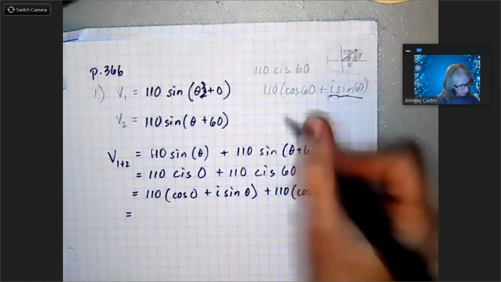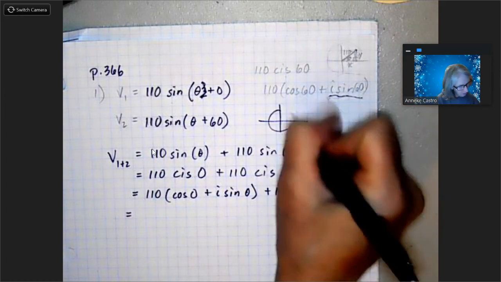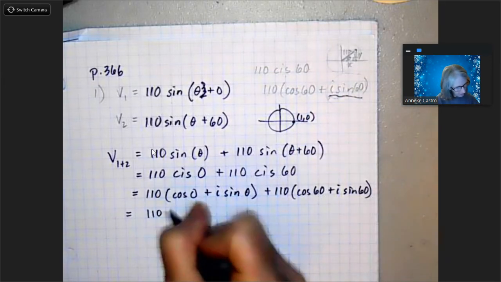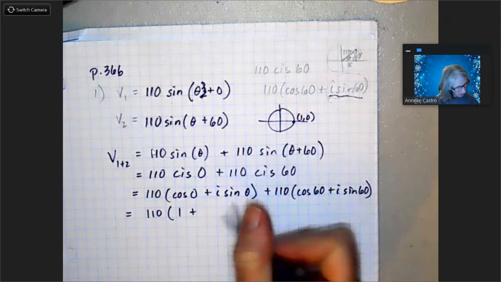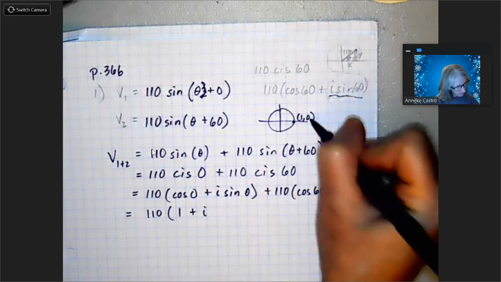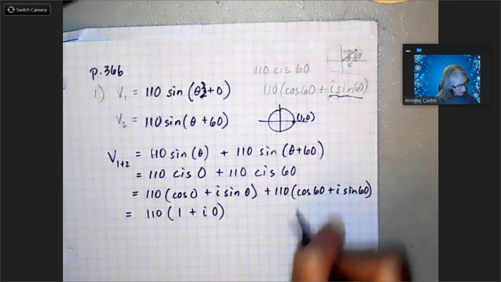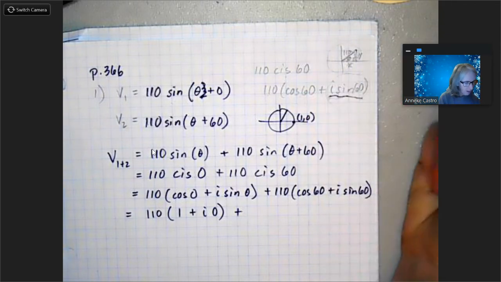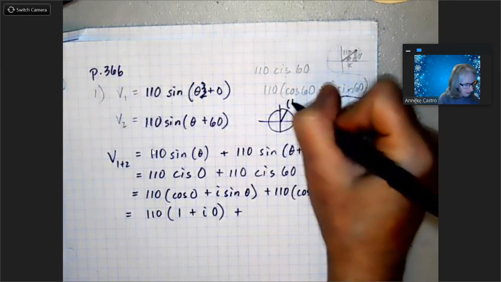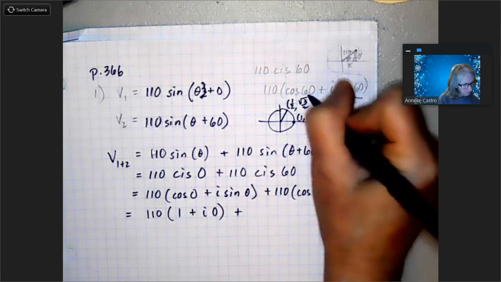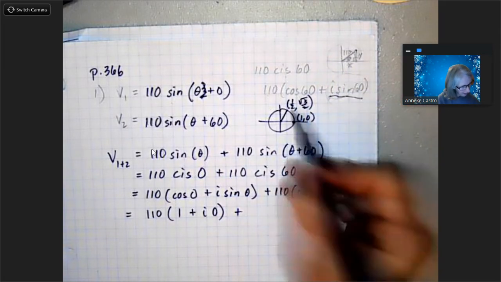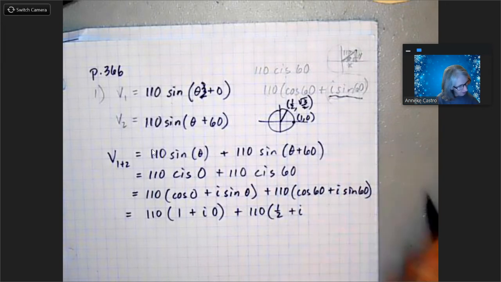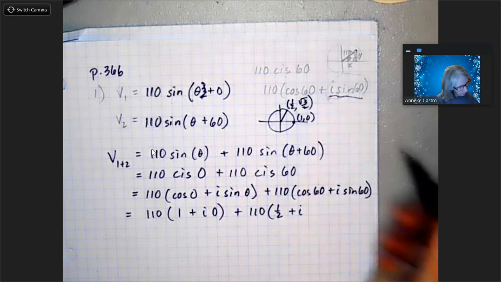Cosine of 0, okay, back to our unit circle. Cosine of 0 is right here. Cosine is 1. So I have 110 times 1 plus i times sine of 0. Well, sine is 0. And then the other one, 110 times cosine of 60. 60 is pi over 3, that would be right here. This would be 1/2, root 3 over 2. So cosine is 1/2. So I have 110 times 1/2 plus i times sine of 60. Sine is root 3 over 2.